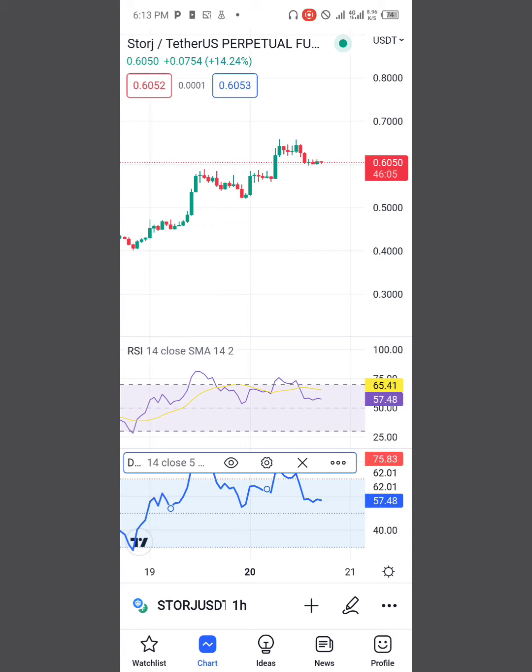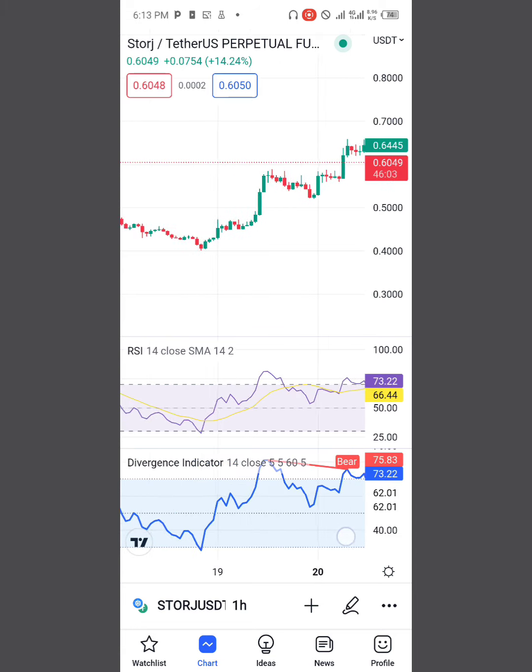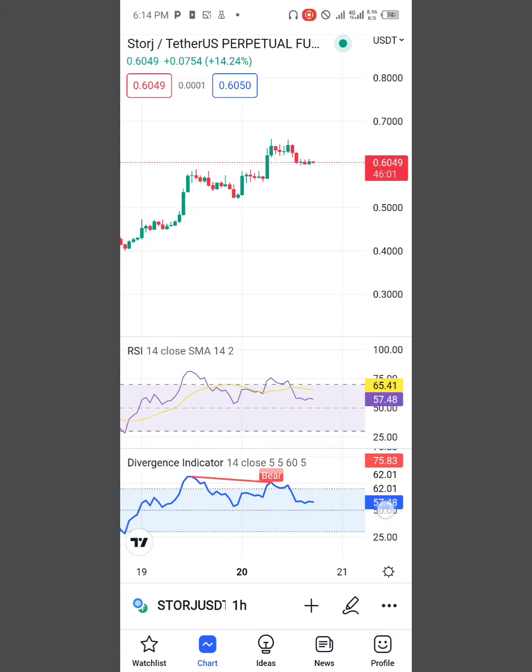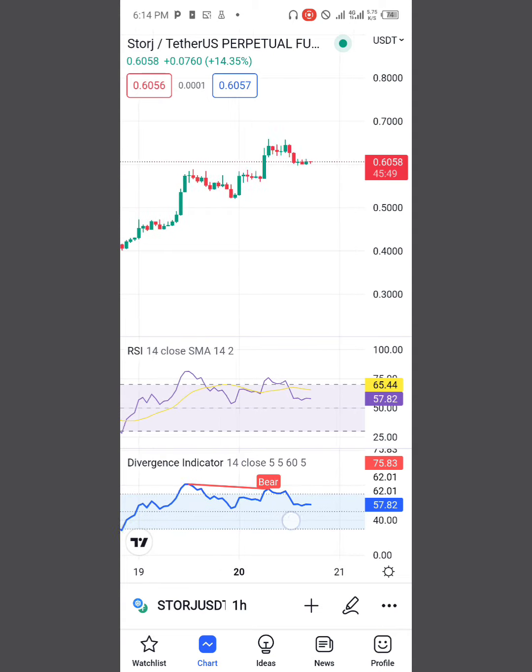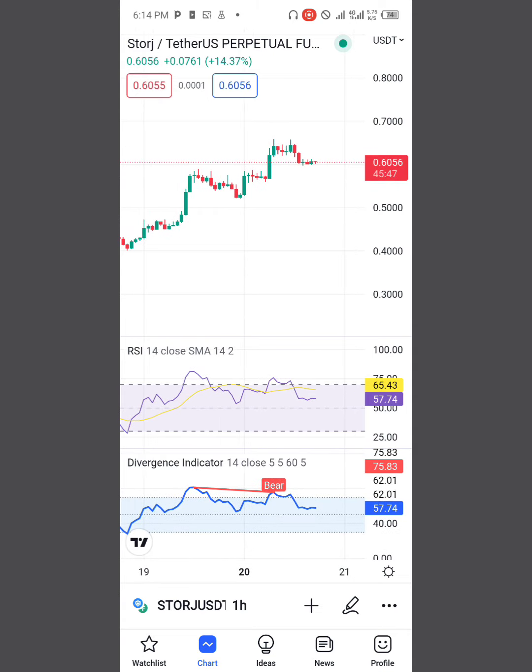Look at it right here, guys. This is it. You can see the divergence indicator. It's already shown you that this is a bearish divergence. Look at the line right here, guys. Look at it. Bear. You can see right here, bear. So at that point, we already got a what? Bearish divergence.